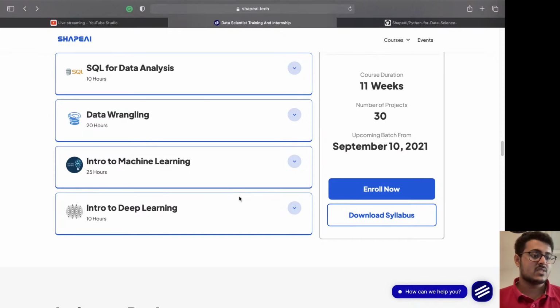Will certificates be provided for this bootcamp, sir? I've already told you, the people who have 100% attendance will be given the ShapeAI certificate. Those who have 100% attendance as well as the correct project submitted will get the Google Developer Group certificate.